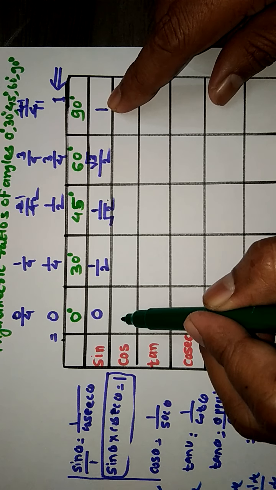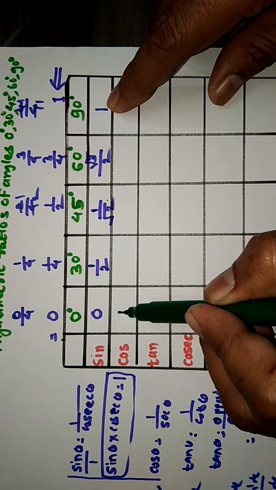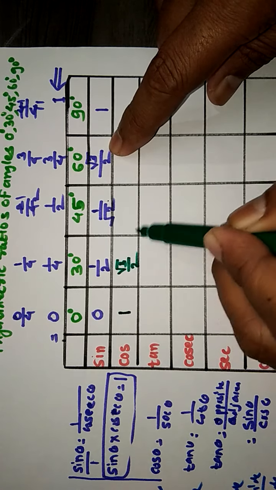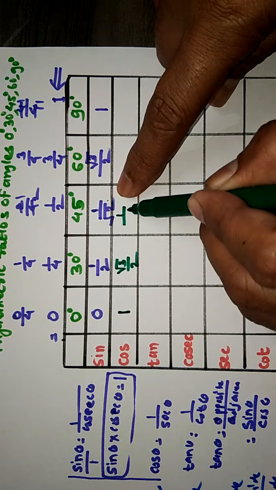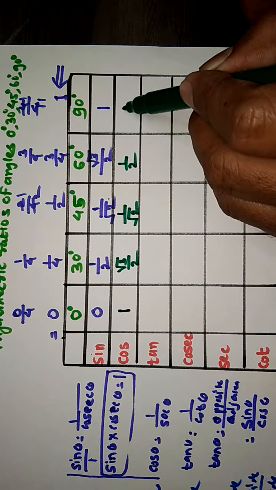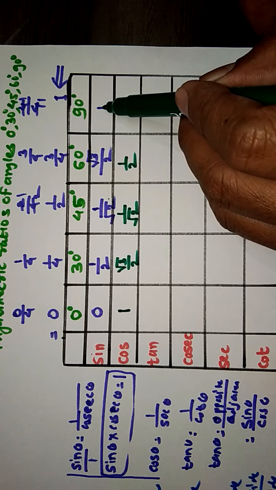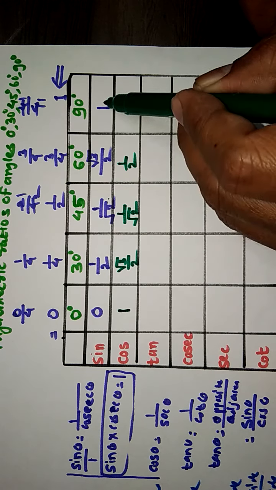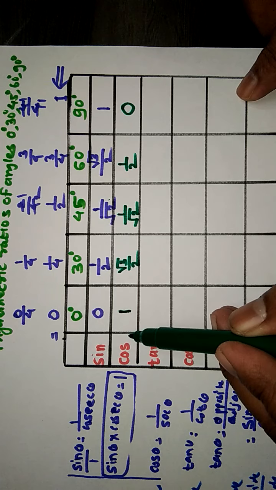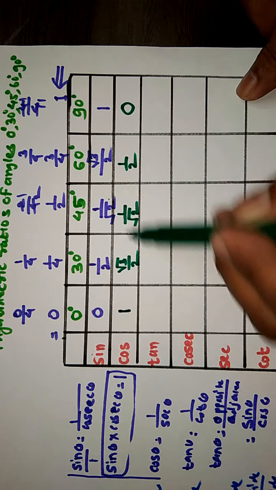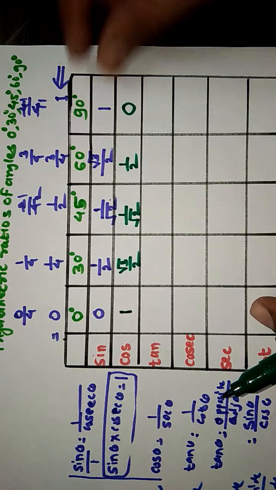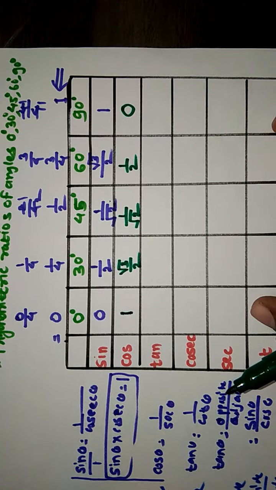How can we write them? First write down the last value first, then the second: root 3 upon 2, then 1 upon root 2, then 1 upon 2, then 0. This means the row is written in the opposite order, giving the respective values of cos: 1, root 3 by 2, 1 upon root 2, 1 by 2, and 0.